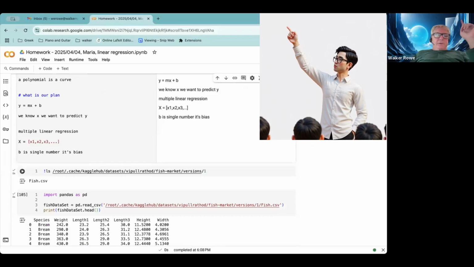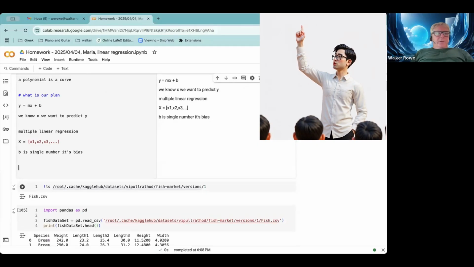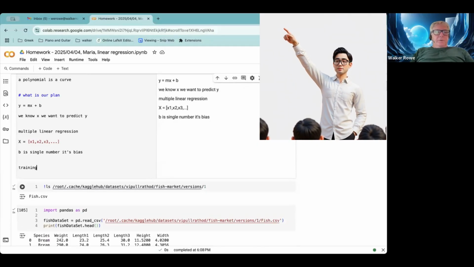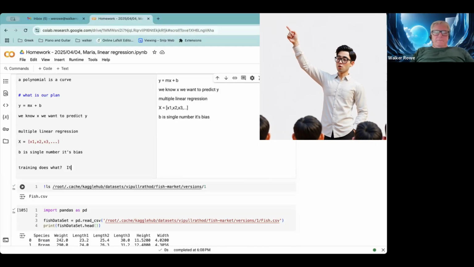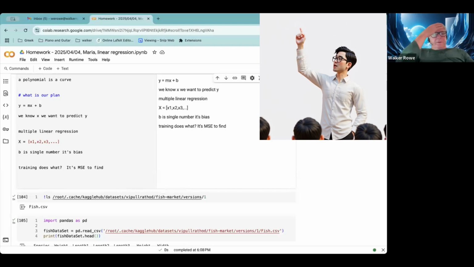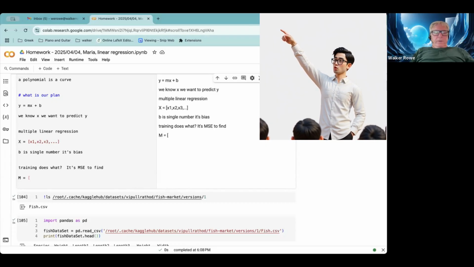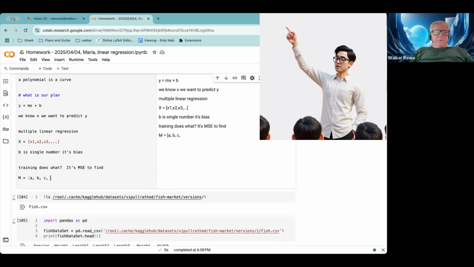Bias means add to, right? We're going to come up with this. What does the training do? It uses mean squared error to find, in this case, m, now we use capital M, equal to A, B, C, and so forth. It's the same thing. So this trains the model.